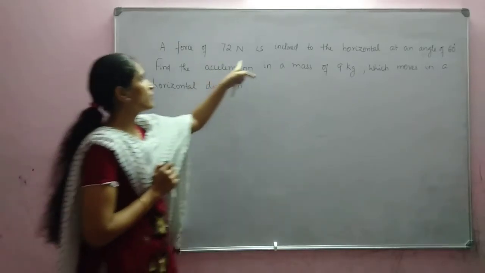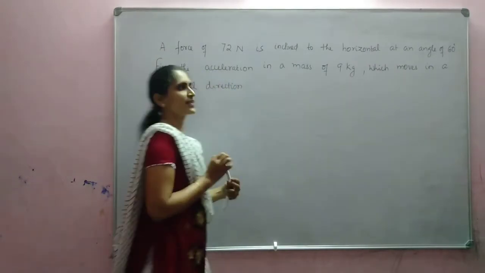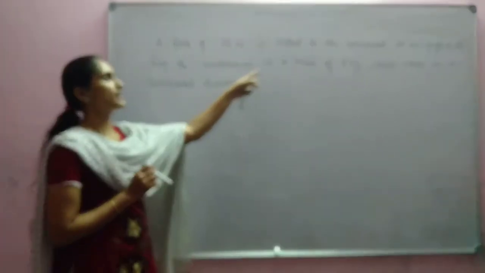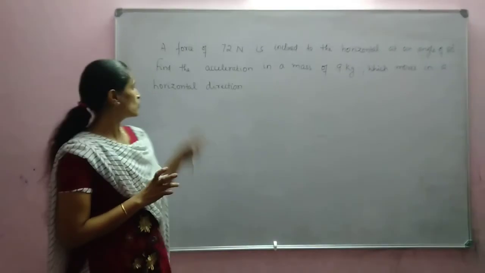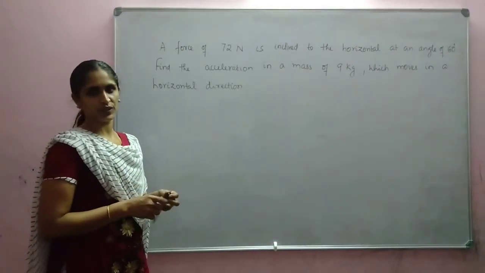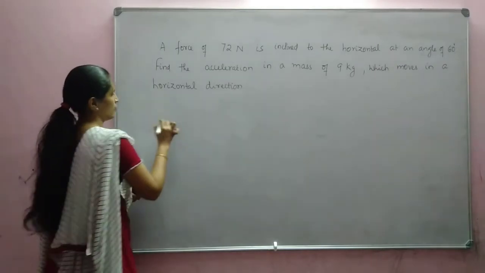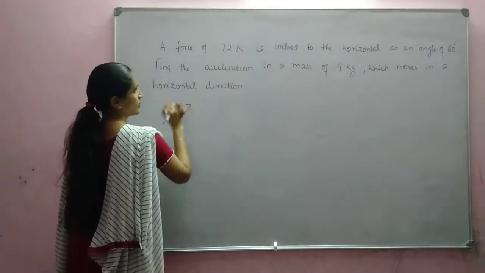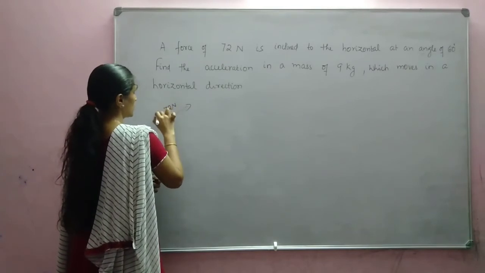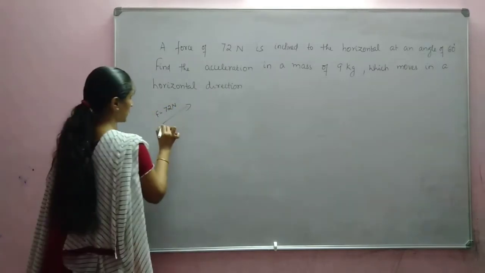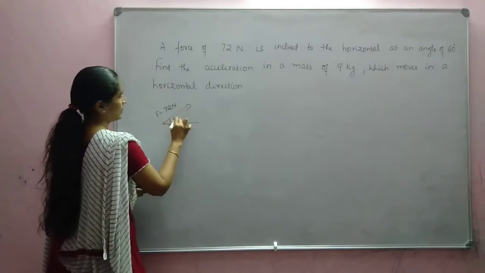A force of 72 Newton is inclined to the horizontal at an angle of 60 degrees. Find the acceleration of a mass of 9 kg which moves in a horizontal direction. So here what is given? The force is 72 Newton, making an angle of 60 degrees with the horizontal.